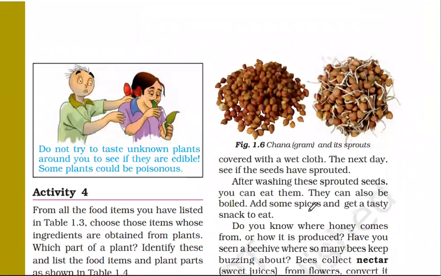Okay, so now Bhujo is saying to Paheli, do not try to taste unknown plants around you to see if they are edible. Okay, क्योंकि कुछ leaves या plants poisonous हो सकते हैं, तो सब हमें खा के नहीं देखना है whether they are edible or not.